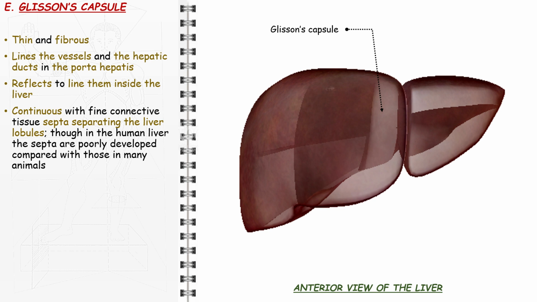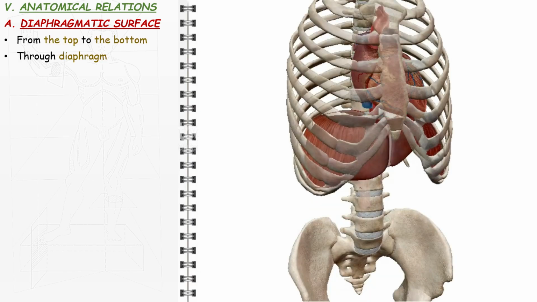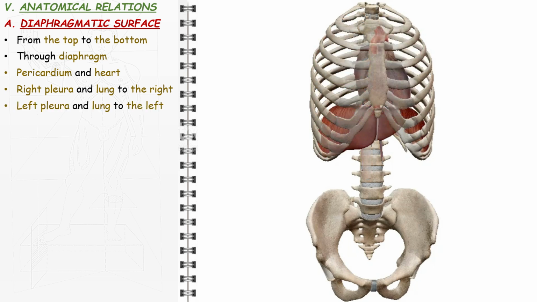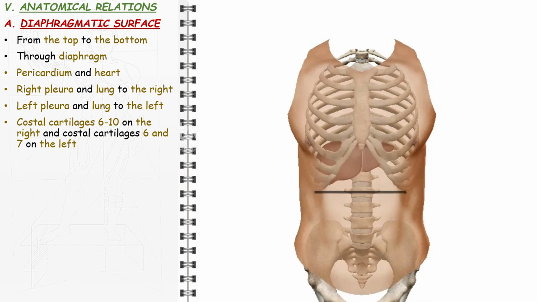As the liver is quite a large thoraco-abdominal gland, it has several anatomical relations that differ according to its different surfaces. There are thoracic, mediastinal, retroperitoneal and intraperitoneal relations to the liver. The diaphragmatic surface of the liver is overlaid by the diaphragm and thus is in contact through the latter, from the top to the bottom, with the pericardium and heart, right pleura and lung to the right, left pleura and lung to the left, costal cartilages 6 to 10 on the right and costal cartilages 6 and 7 on the left, infracostal angle and the anterior abdominal wall of the epigastrium.